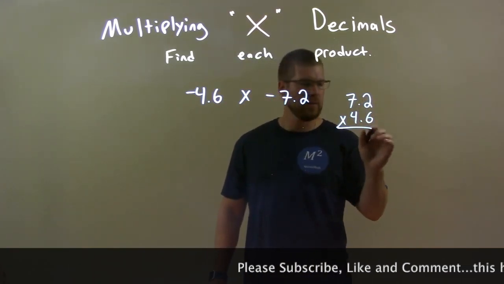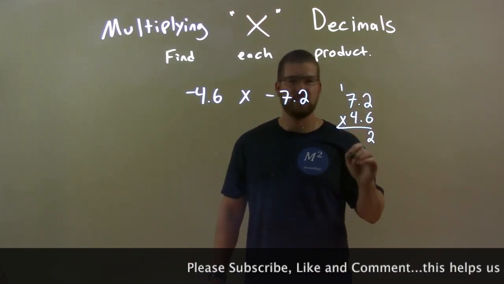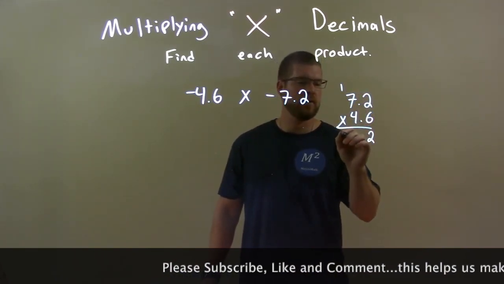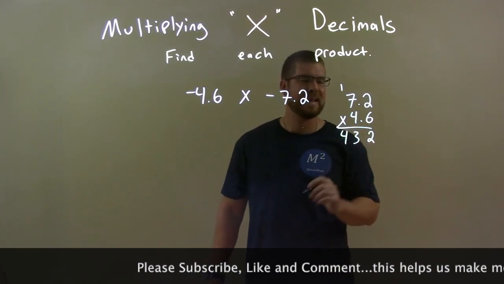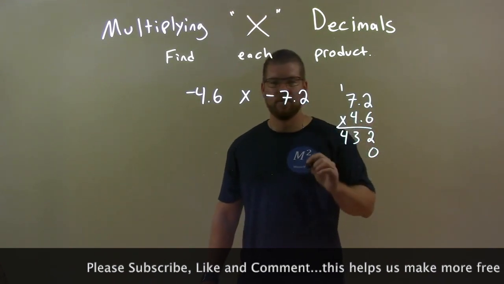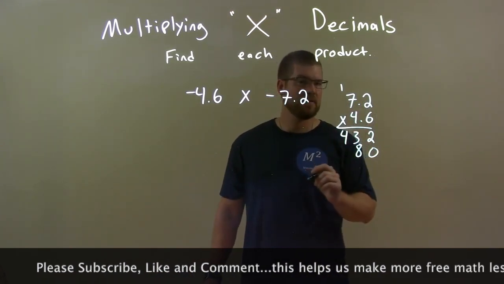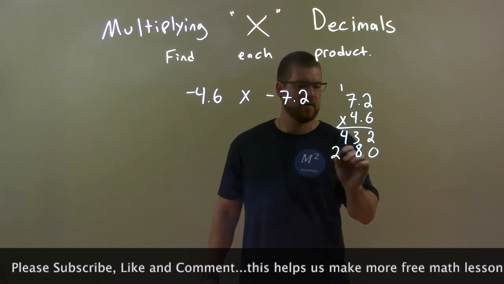6 times 2 is 12. So we have 2, carry the 1. 6 times 7 is 42, plus 1 is 43. So we have 43 right there. Place value for the 4 or for the 6. Now we go with the 4. 4 times 2 is 8. And 4 times 7 is 28, right? So we have 28 here.